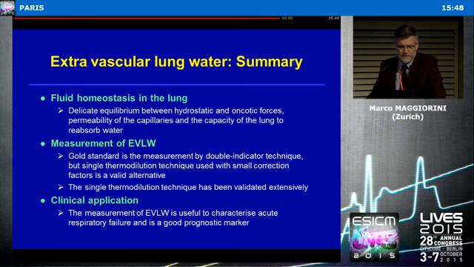In summary, I have shown you that fluid homeostasis in the lung is a delicate equilibrium that we have to know and take care of, that the measurement of extravascular lung water with the double indicator technique is the gold standard, but in our days, single indicator techniques are giving good values that we can use and are validated in the ICU. And in clinical application, we have much work showing nowadays that extravascular water can be monitored to see the success of your treatment and assess the prognosis of the patient. Thank you very much.